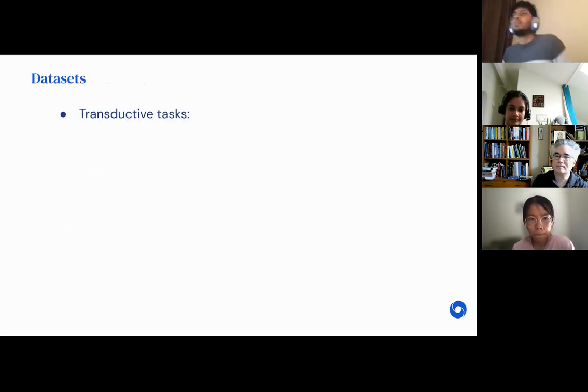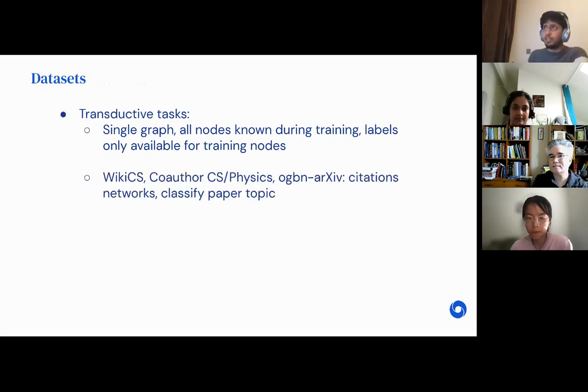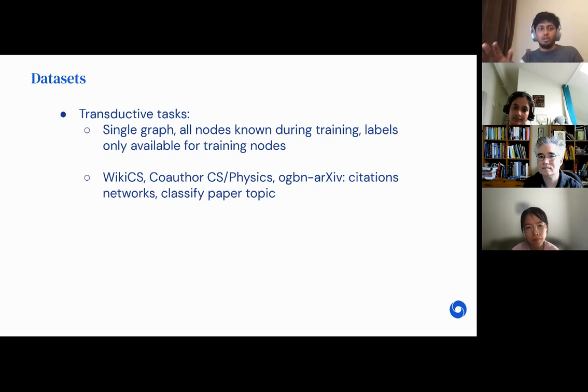Cool. And we're looking at both transductive data sets. And this means there's a single graph in the data set, and all the nodes in it are known during training, right? So maybe there are like 10,000 nodes. You have labels for 1,000 of them. Okay, but you still have access to the connectivity information and the feature information for the other nodes. And this could maybe help for representation learning.